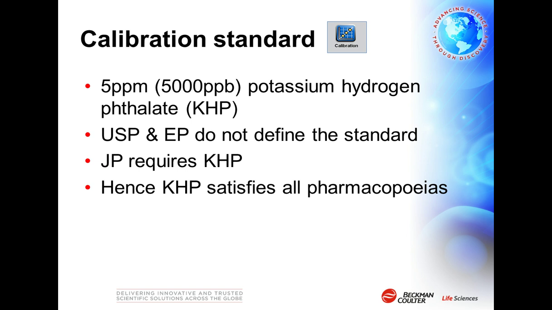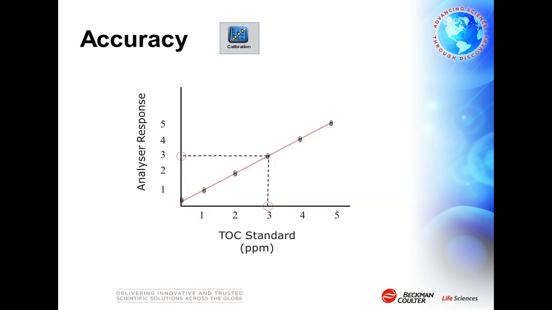Although the United States Pharmacopoeia and the European Pharmacopoeia don't specify the calibration solution to be used on TOC analyzers, the Japanese Pharmacopoeia does. Japanese Pharmacopoeia requires potassium hydrogen phthalate to be used. Hence, by using this, the QBD can be seen to comply completely with all the pharmacopoeias globally. The QBD 1200 accuracy is demonstrated by comparing its response to 5 different levels of TOC from that certified standard. And the pass-fail calculation is automated and avoids manual calculations and human error.